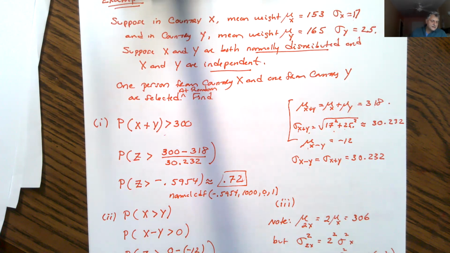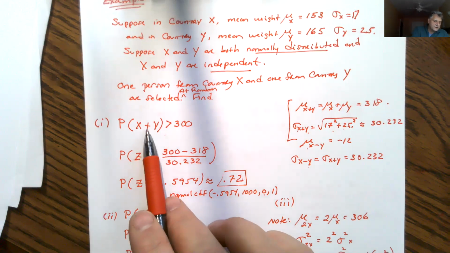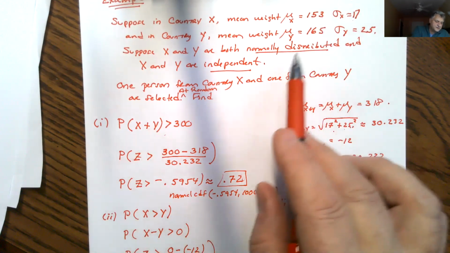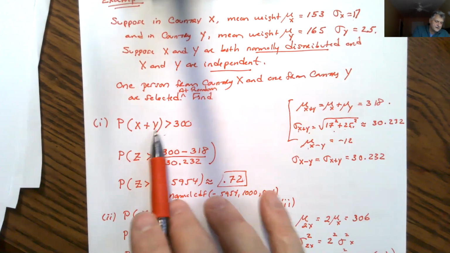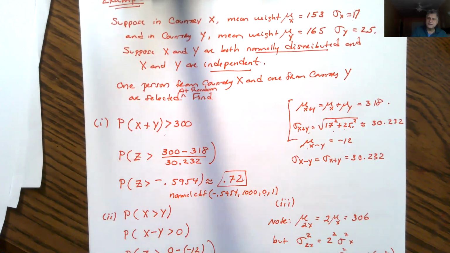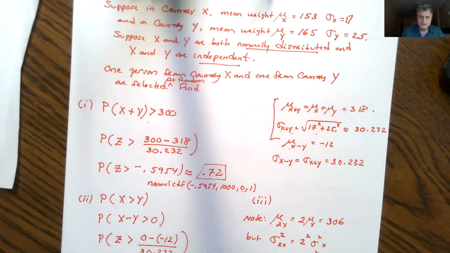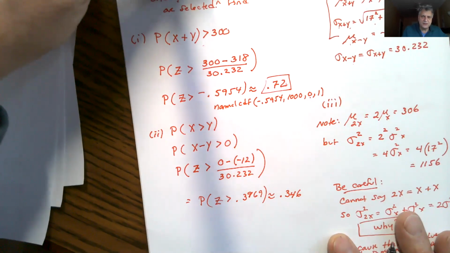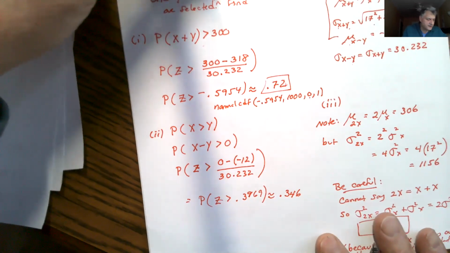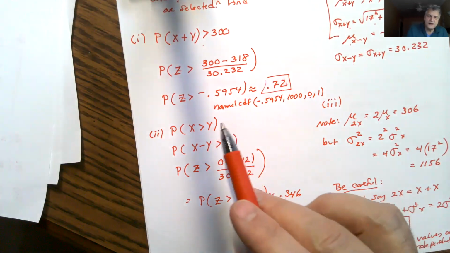All right. This makes sense. Why, if the mean is 318, it makes sense that the sum of their heights, weights should be more than 300, and the probability is 72%. Okay. Another example. Say you want the probability that x is greater than y.